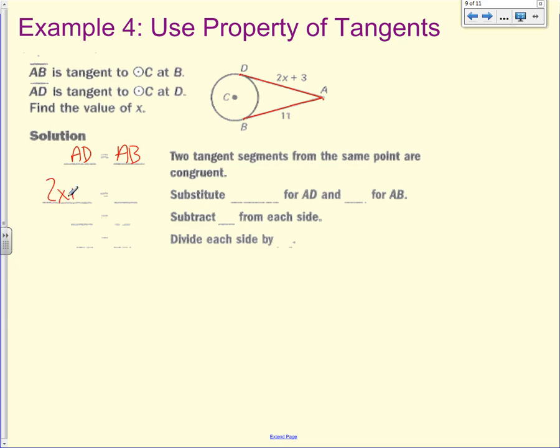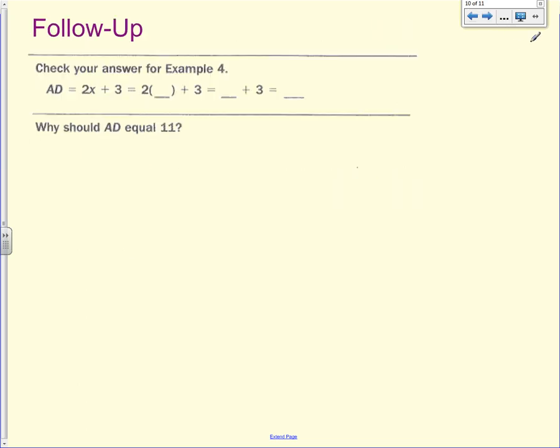So 2x plus 3 is going to equal 11. All right, we're substituting that 2x plus 3 in for AD and 11 in for AB. You're going to subtract 3 from each side and get 2x is equal to 8. And then divide each side by 2. We get x is equal to 4. The next follow-up, what I want you to do is to prove that 4 is the correct answer. So actually, let's substitute that 4 in for x. So 2x plus 3 was our length of AD. That means 2 times 4 plus 3. That's 8 plus 3, which gives us 11.